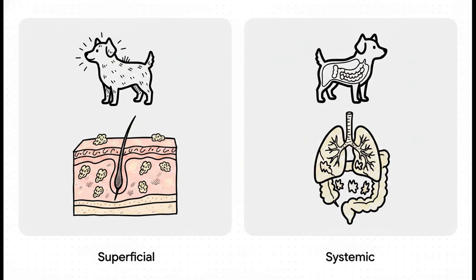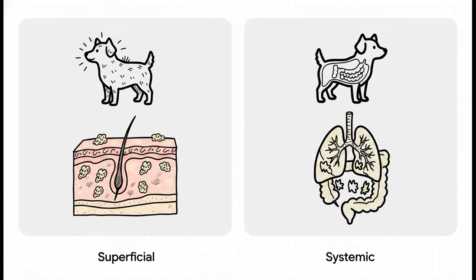When we look at fungal infections, or mycoses, in animals, they basically fall into two main camps. First, we have superficial infections. These affect the keratinized tissues, think skin, hair, and nails, or mucous membranes. We're usually talking about dermatophytes here, like Microsporum or Trichophyton. In general, these are much easier to treat.